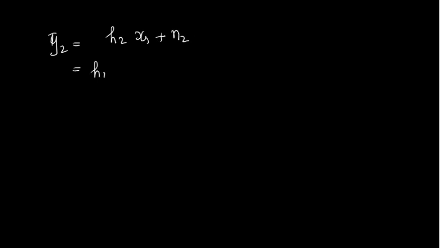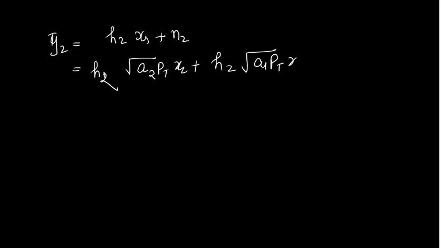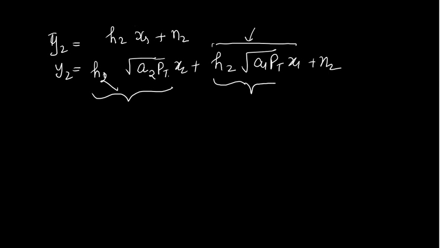So H2 root A2 P2 X2 plus H2 root A1 PT X1 plus N2. Okay. So user 2 will consider, since the power allocated to user 2 is more as compared to user 1, therefore this component will not be highlighting at the user 2. So what will user 2 do? User 2 will consider this whole thing as a noise and it will decode only X2.